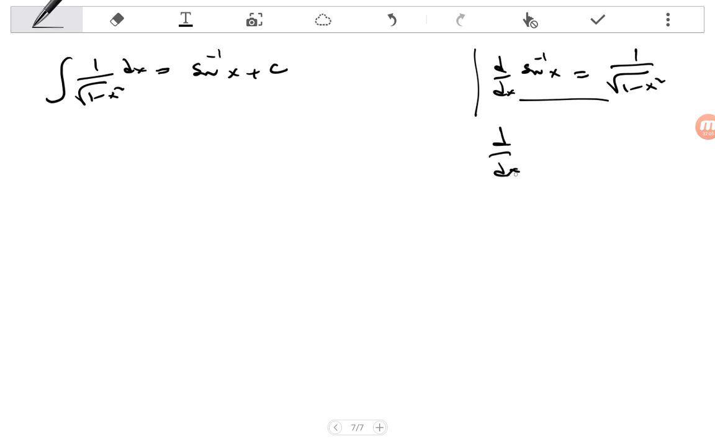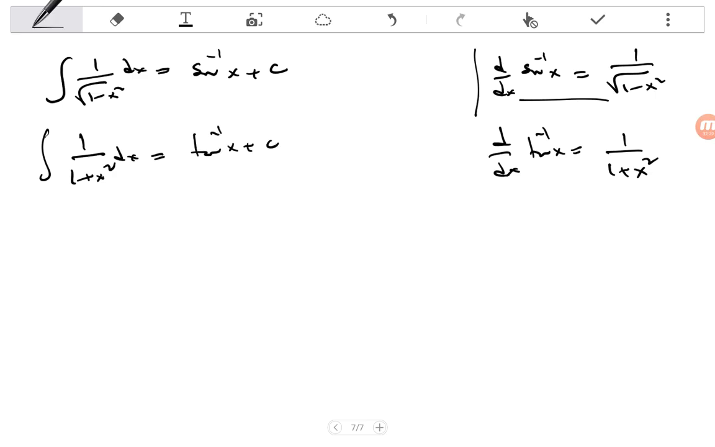And also we learned that d by dx of tan inverse x. Do you remember the rule? 1 over 1 plus x squared. Okay, so I just write that 1 over 1 plus x squared, it will give me tan inverse x plus c. Okay, let's write all the other rules. We have another rule which is dx over x root x squared minus 1. That gives me sec inverse x plus c.